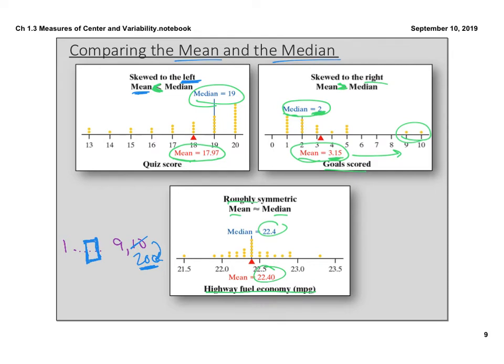One thing that I really want you guys to write down, because this is something that helps me remember it: your mean is going to follow the skew. So I can write that right, skew, not y. So if your data is skewed to the right, your mean is going to be up to the right. If your data is skewed to the left, your mean is going to be down to the left.